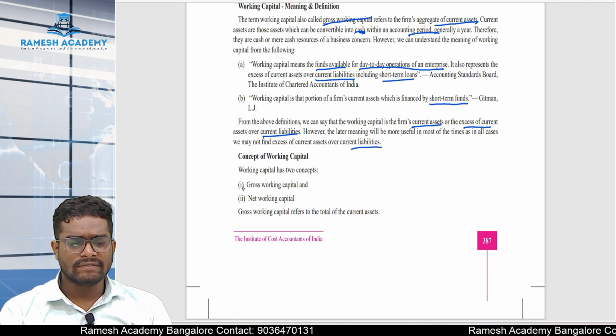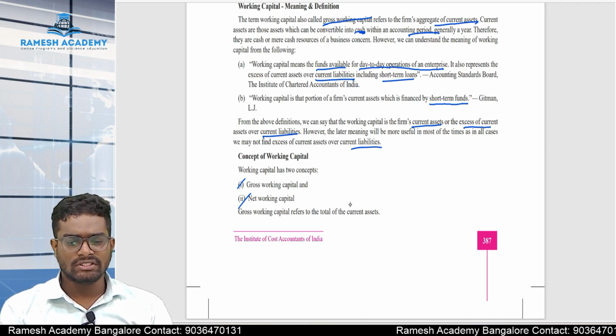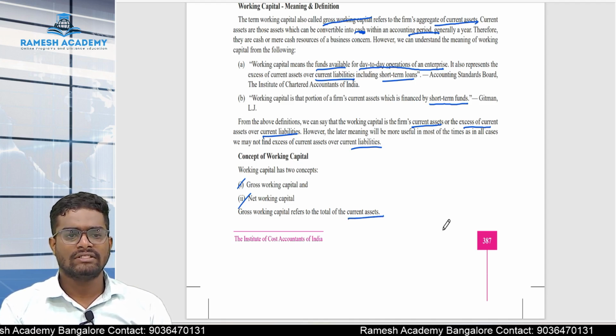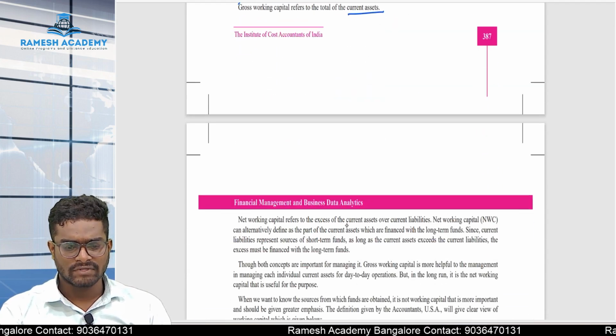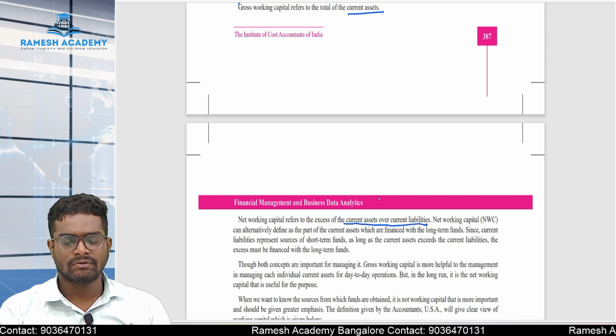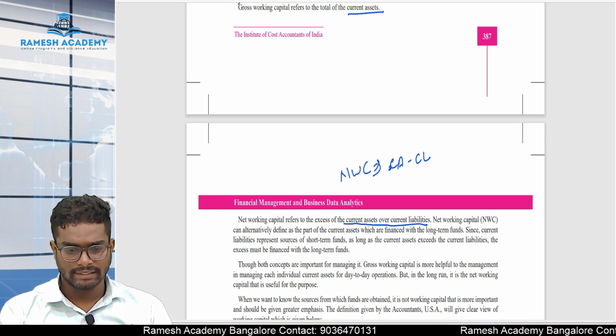So based on the definition, we saw that there are two types of working capital. One is gross, one is net. What is gross? Total of current assets. What is net? Total current assets subtract the current liabilities. So net working capital refers to excess of current assets over current liabilities, which means net working capital is nothing but current assets minus current liabilities.